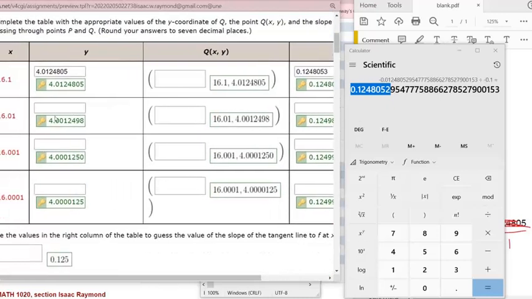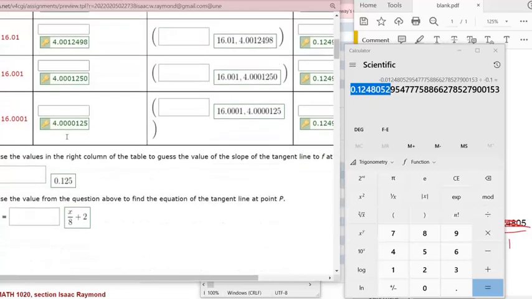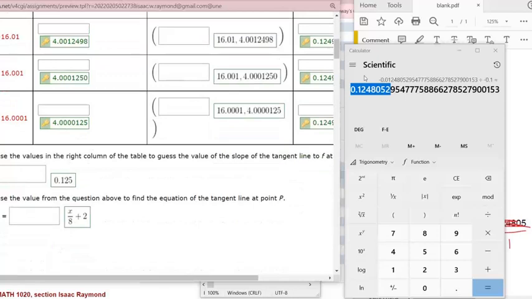Okay, and that's the same thing for all these other ones. You're just getting x coordinates that are closer and closer. And that's the idea in calculus: we're finding slopes at an instant. We're not finding a slope between 2 points. We're finding a slope for just 1 point, finding out how fast it's changing at that point.